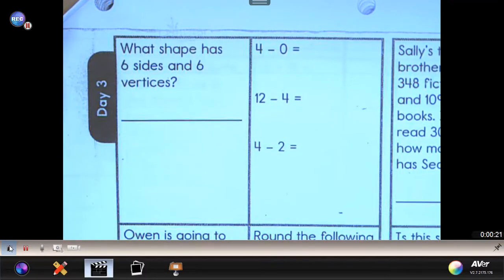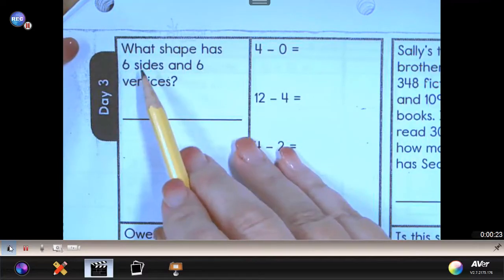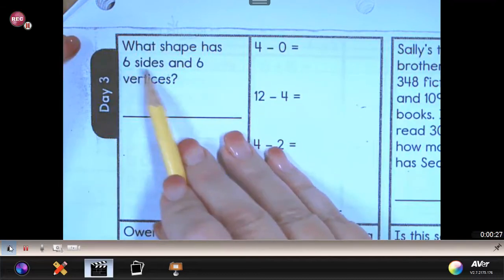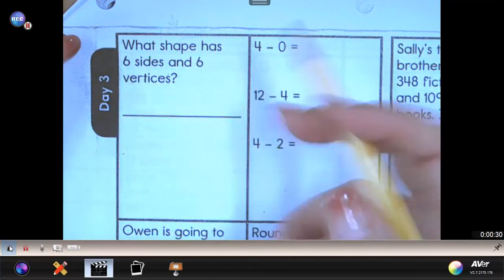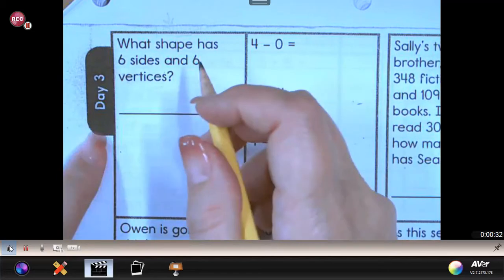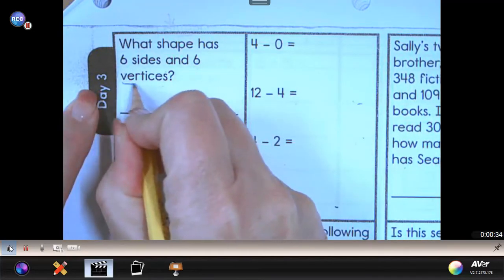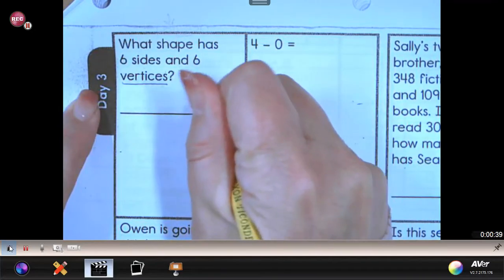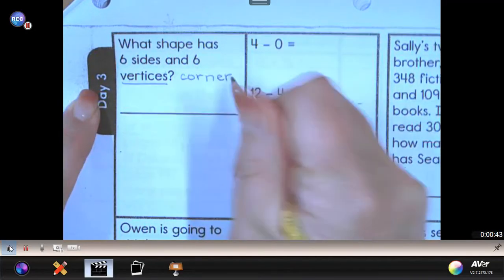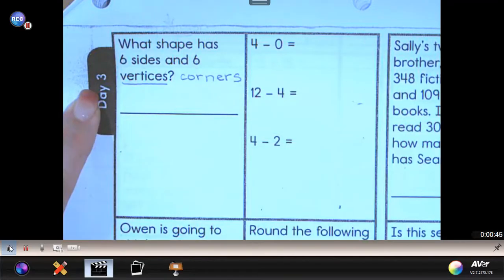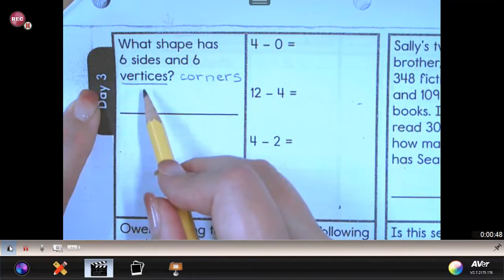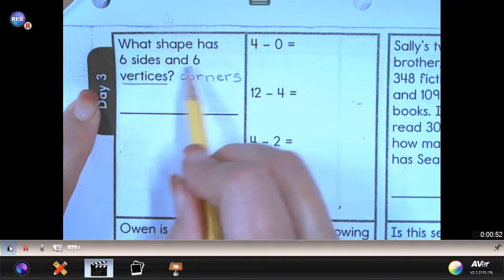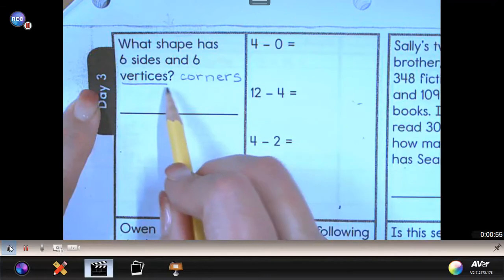So the first question on our review for DMA today is, what shape has 6 sides and 6 vertices? There's some vocabulary in here that we need to make sure that we understand. The word vertices means corners. A corner, or vertex, is the singular. So we need to know how many sides and how many corners, or vertices.